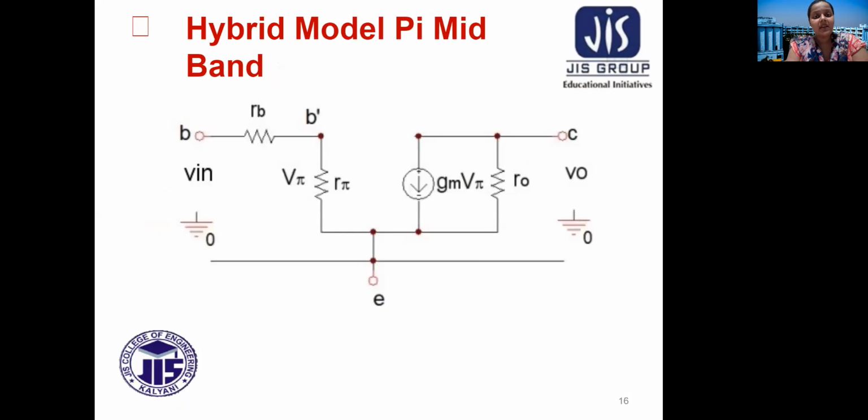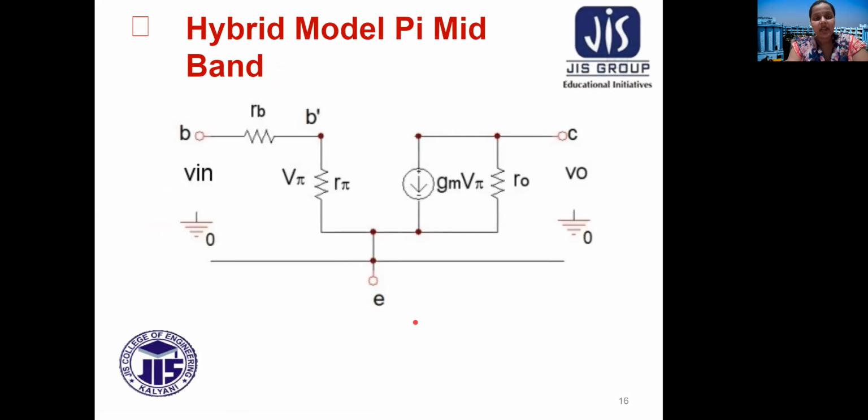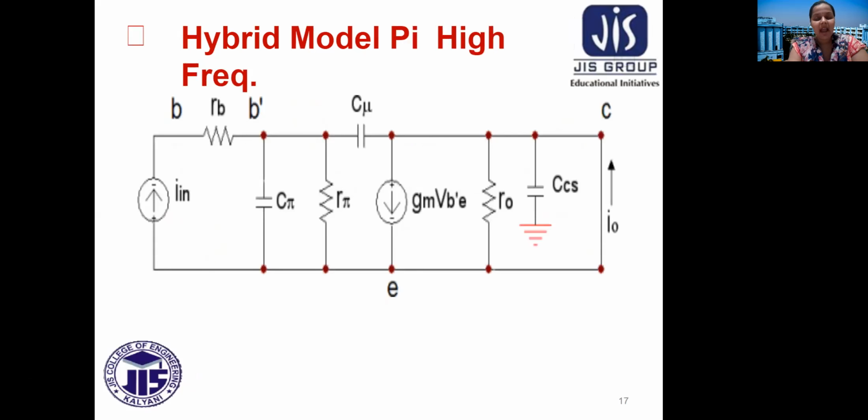Hybrid model pi mid band. This is the pi mid band, where you can see in the middle, it's connected with emitter. So again, I will suggest you draw this with the perfect heading, that hybrid. This is the circuit of hybrid model pi mid band. Hybrid model pi for high frequency. You can draw this circuit.